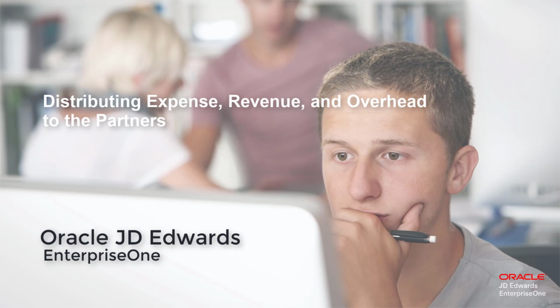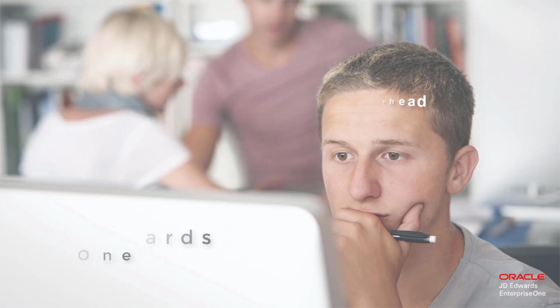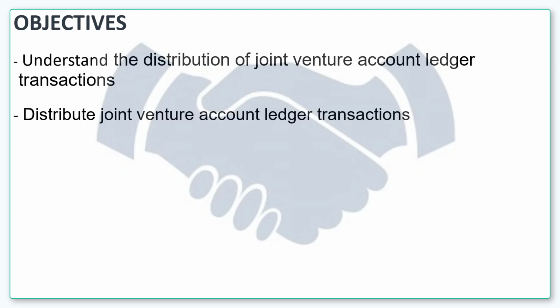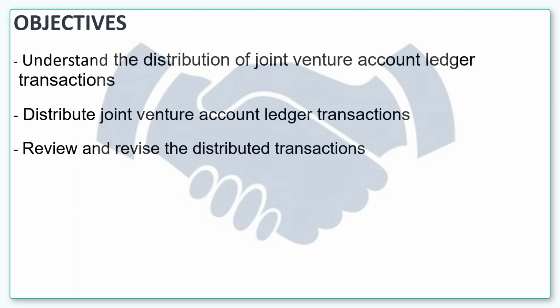Hi, welcome to the tutorial on distributing expense, revenue, and overhead to the partners. The objectives of this tutorial are to understand the distribution of joint venture account ledger transactions, distribute joint venture account ledger transactions, and review and revise the distributed transactions.